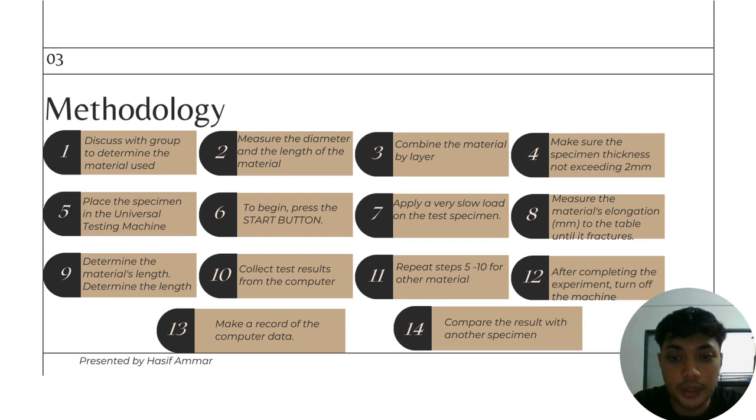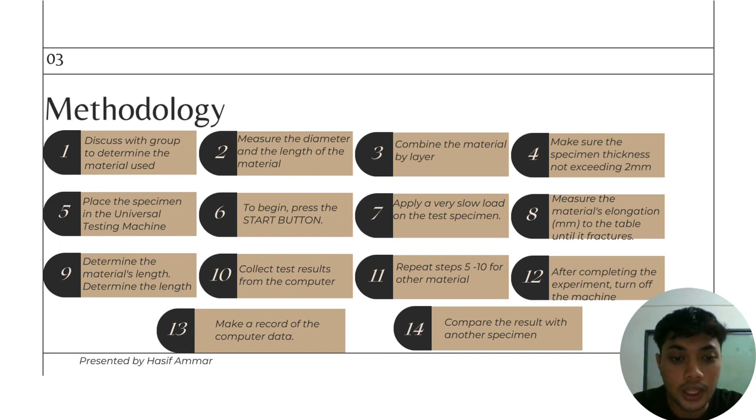Fifth, place the specimen in the universal testing machine. Six, to begin, press the start button. Seven, apply a very slow load on the test specimen. Eight, measure the material elongation in mm to the table unit at fracture. Nine, determine the material length. Ten, collect the test result from the computer. Eleven, repeat steps 5 until 10 for the other materials.